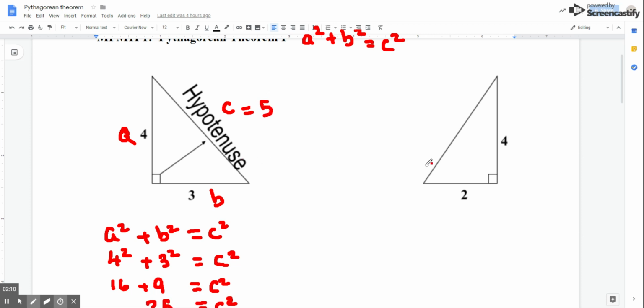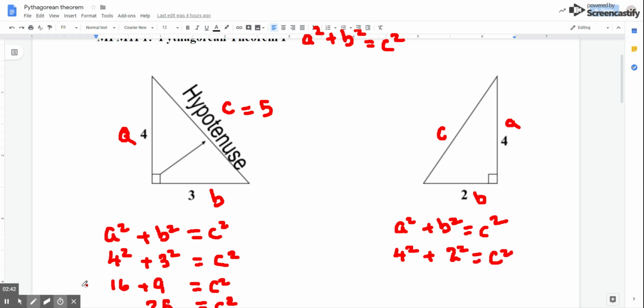Now let's look at the next example over on the right. We label our triangle. We start with the longest side as C, then we label the other two sides. A squared plus B squared equals C squared. Replace A with 4. Replace B with 2. And C is still just C.